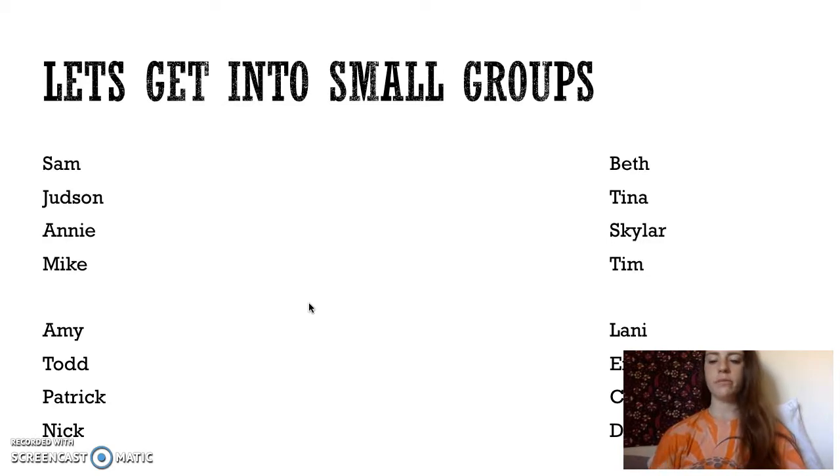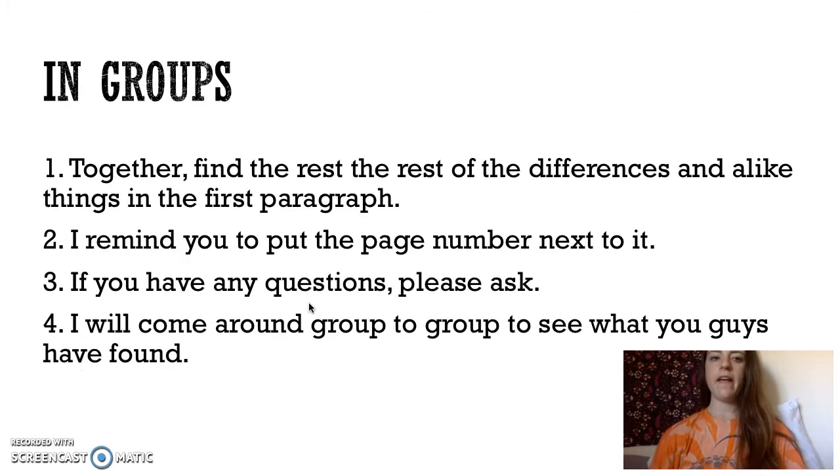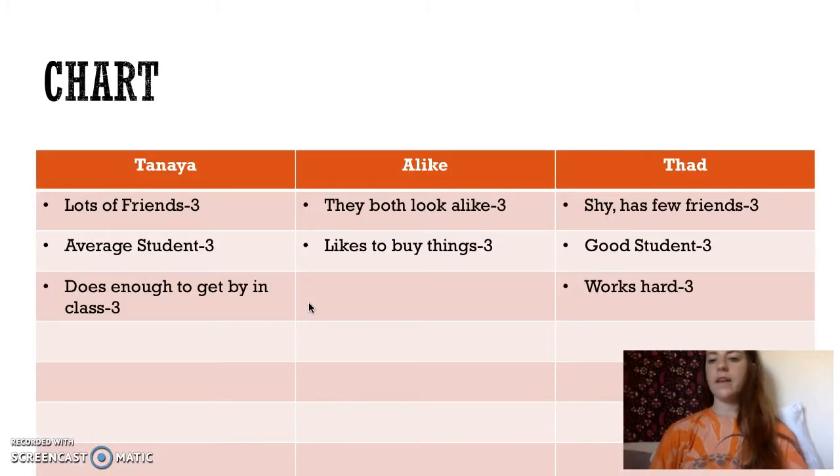They all get into their groups that I have named here. In groups, together, find the rest of the differences and the things that are alike in the first paragraph. I remind you to put the page number next to it. If you have any questions, please ask. I'll come around group to group to see what you have found. Their chart should look like this after filling out the rest of the differences and the likes in the first paragraph.